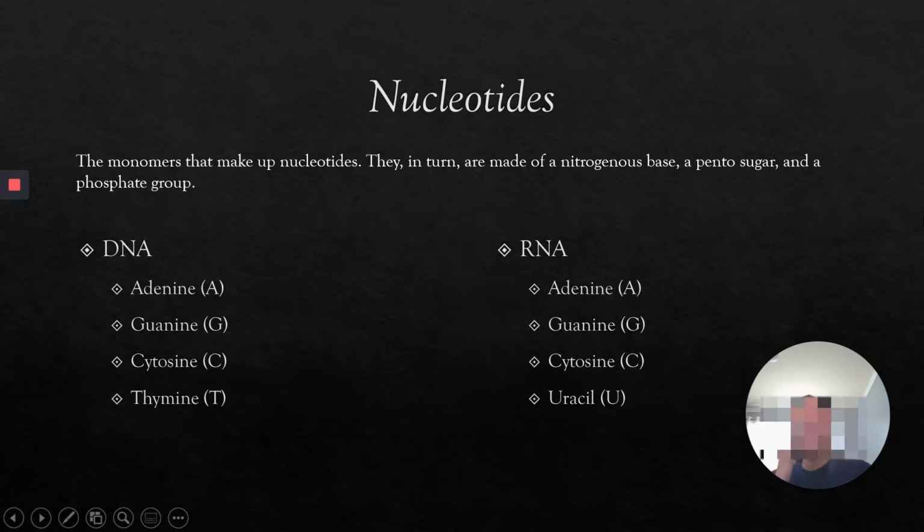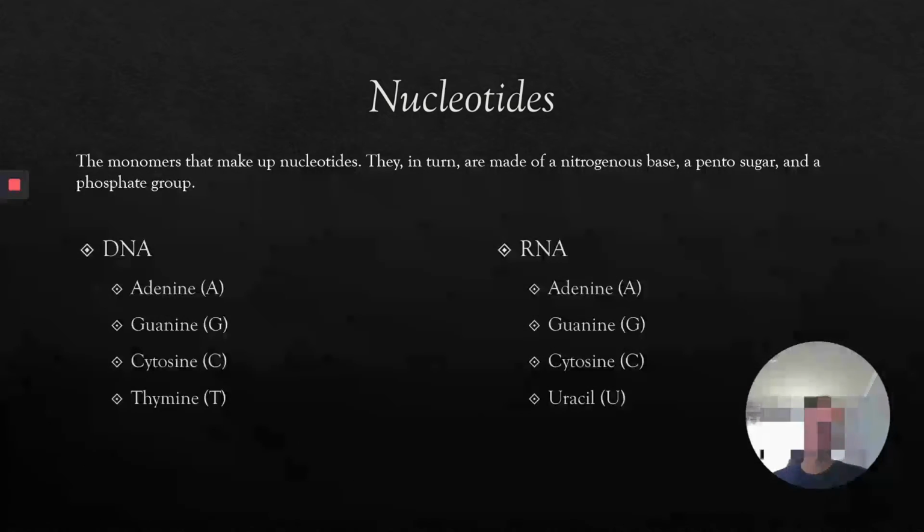Now, DNA and RNA, nucleic acids in general, are made up of nucleotides. Nucleotides are made of a nitrogenous base, a pentose or 5-carbon sugar, and a phosphate group. The nucleotides for DNA are adenine, guanine, cytosine, and thymine. RNA has adenine, guanine, cytosine, and uracil. It is very important that one does not get these 2 mixed up, as it can cause problems when you are trying to transcribe DNA into RNA and vice versa.